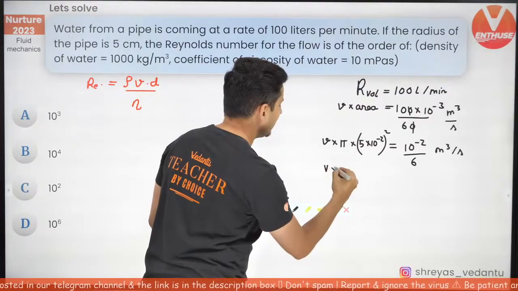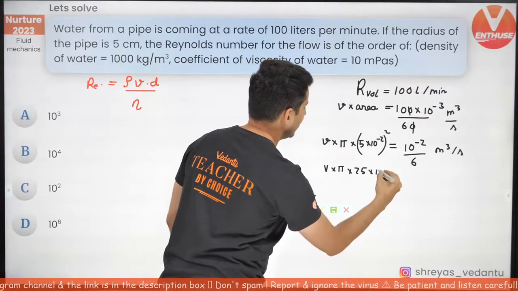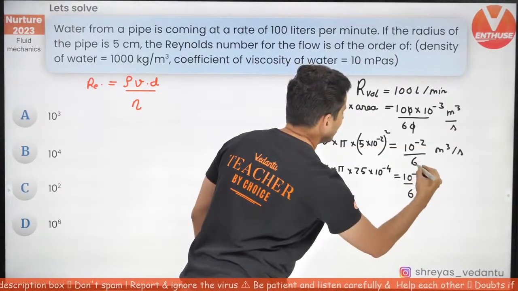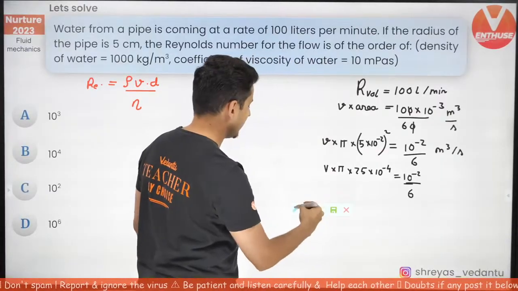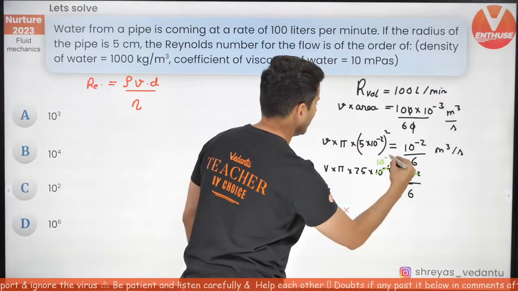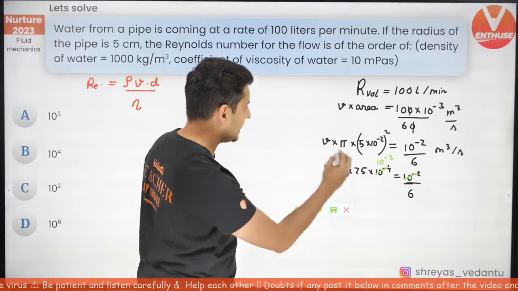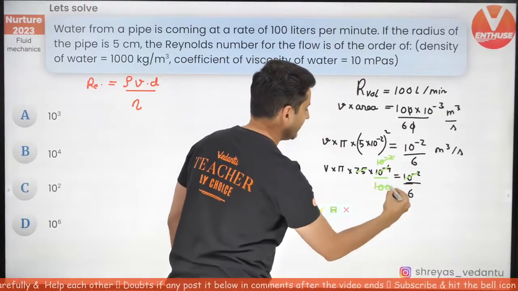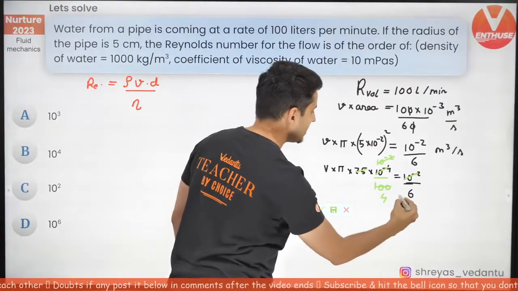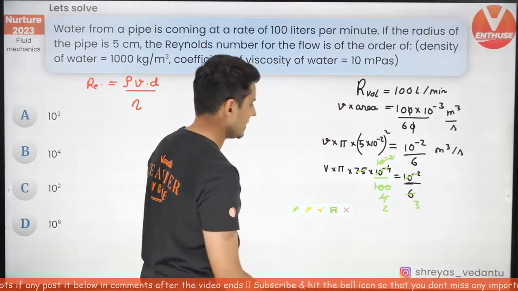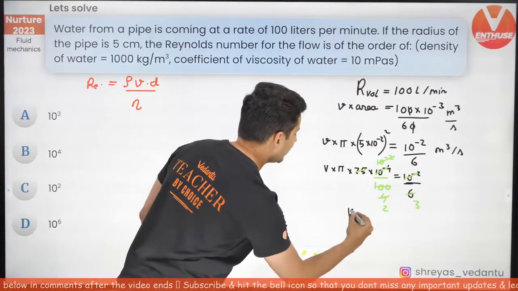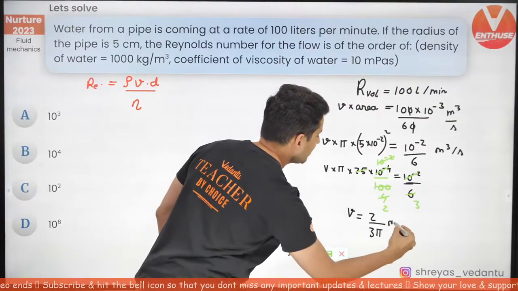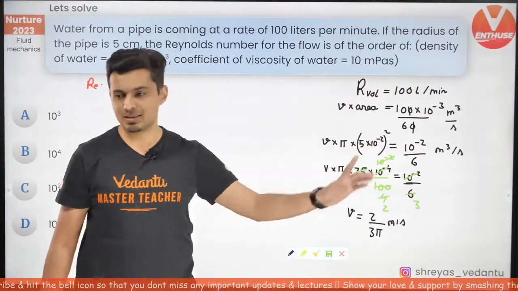So this will become v into pi into 25 into 10 to the power minus 4 is equal to 10 to the power minus 6 divided by 10 to the power minus 2 divided by 6. Let's see what all cancels. This goes as 10 to the power minus 2, which is nothing but 1 by 100. 25 goes with 100 4 times, and 4 and 6 also cancel, divided by 2, divided by 2. So basically I will get velocity is 2 by 3 pi meters per second. See if this makes sense, all of you.